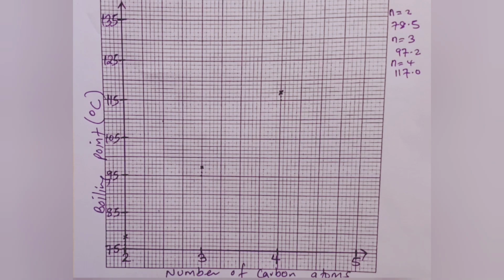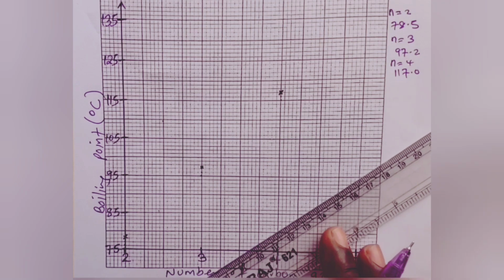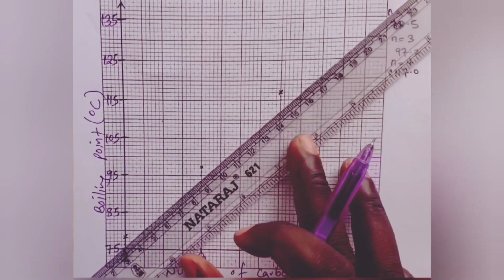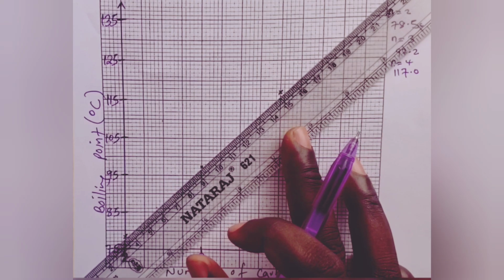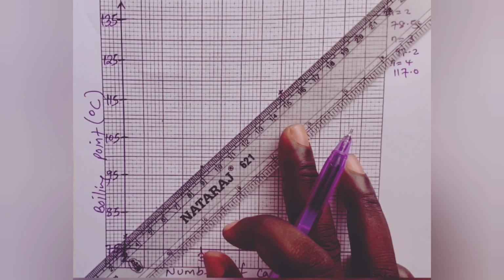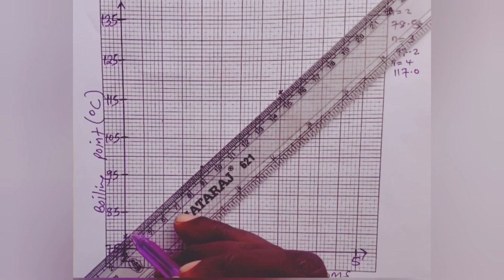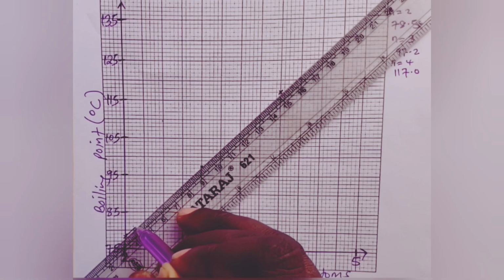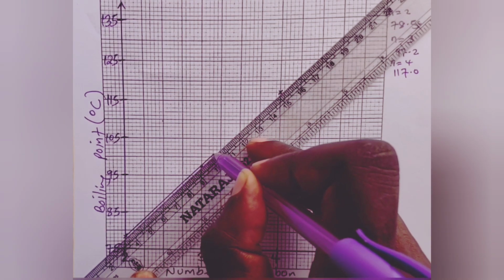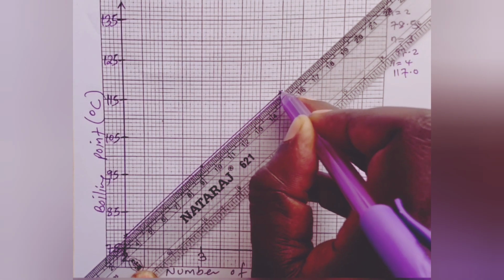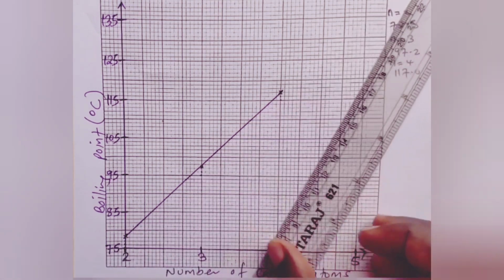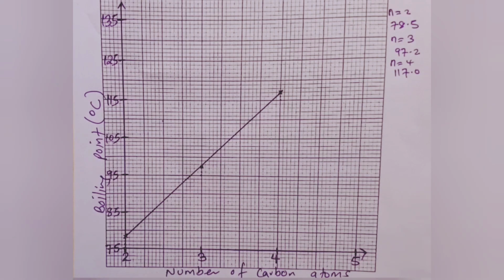Once I'm through with plotting, I would take a straight edge and join my points. So here we are. I've done the plotting. I now join my points using a straight edge. There we go. That would be my curve.